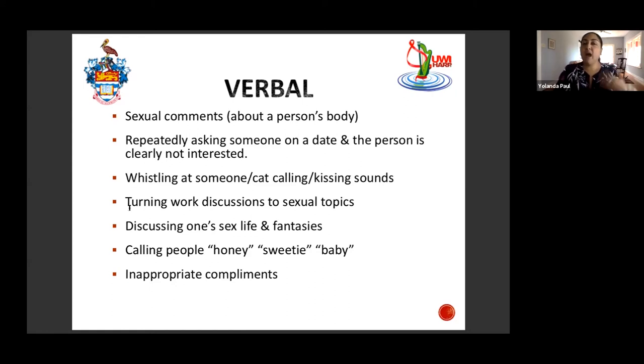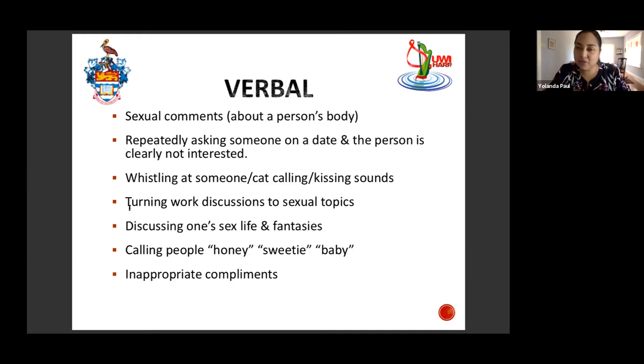So you also have whistling. Sometimes you walk by and somebody whistles at you, or in Trinidad, we say somebody suits you, which is the same thing as catcalling or making kissing sounds. You may be in your lab, or in your classroom, or in your Zoom, like we are now, and somebody's private messaging you about inappropriate sexual conversations. Somebody may be telling you about their sex life or their sex fantasies and you have never asked about it, neither do you want it.